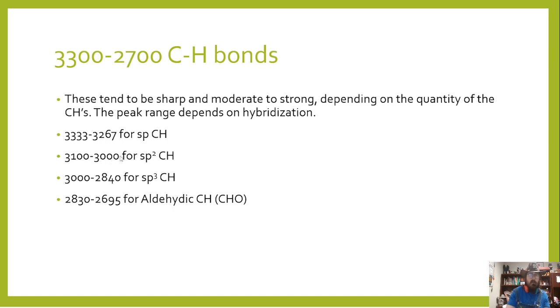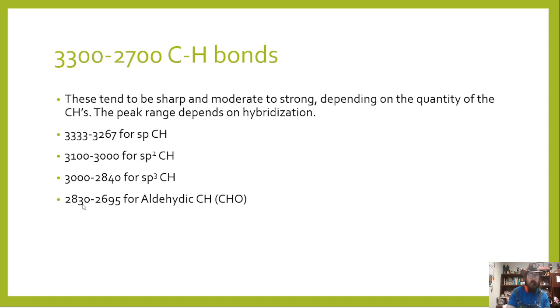So an sp2 hybridized CH would be between 3,100 and 3,000. And an sp, so alkynyl CH, would be from 3,300 to about 3,200. So that would be a good way to say this would be only present in a terminal alkyne. This would be present in most alkenes, but doesn't have to be present if it's a quad substituted alkene.